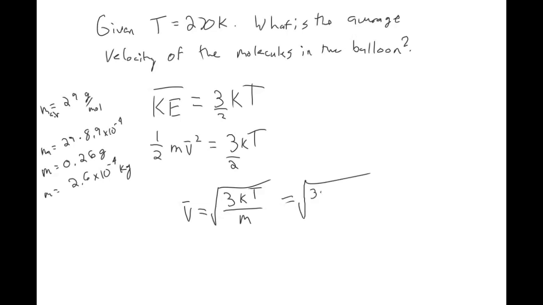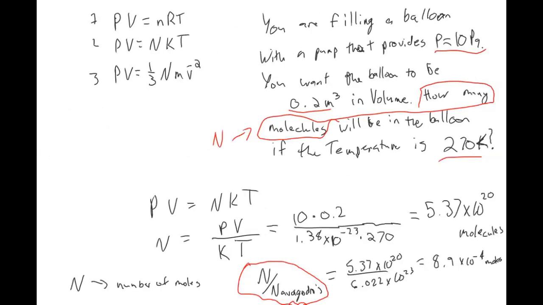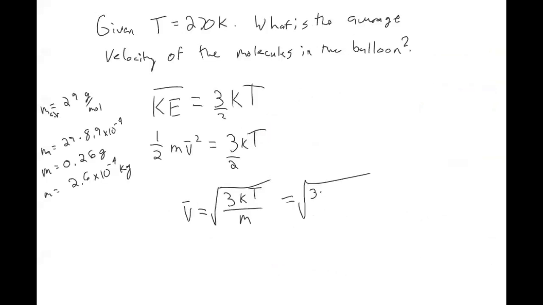So 3 times the Boltzmann constant, which was 1.38 times 10 to the minus 23, times 270 over 2.6 times 10 to the minus 4. That's about 6 times 10 to the minus 9 meters per second.